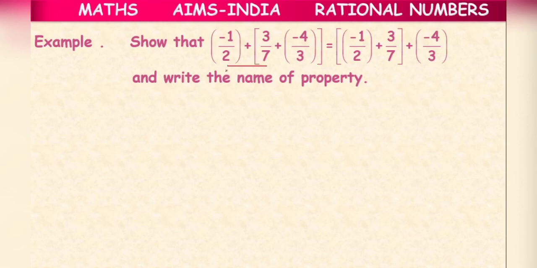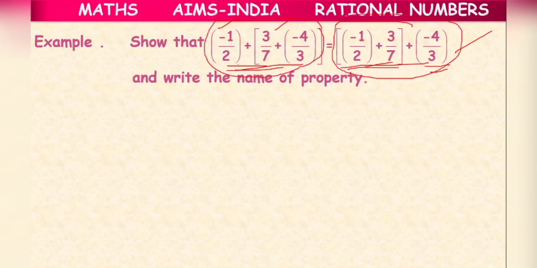Next example, show that LHS, where 1 plus 2 fractions are grouped together and combined with the third one. We have to check whether LHS is equal to RHS, and after that we have to name this property. What is the name of this property, children? This property is the associative property. So addition of 3 rational numbers when 2 are grouped together and combined with the third one is called the associative property.